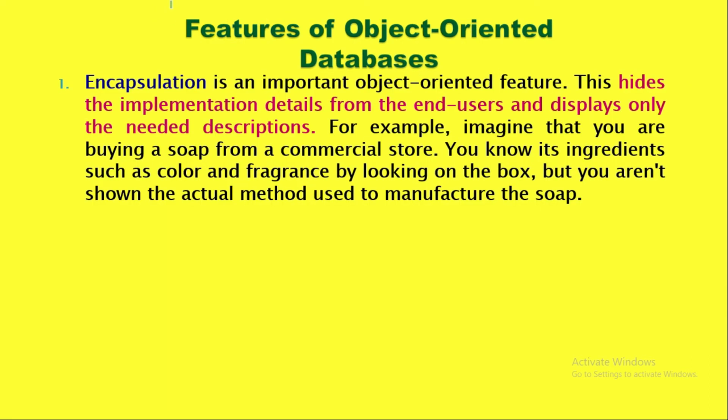Now the first feature is encapsulation. This hides the implementation details from the end users and displays only the needed descriptions. It binds the data and code together. For example, we always buy a soap on the basis of its color or fragrance, but we never look out for the method through which that soap is manufactured.